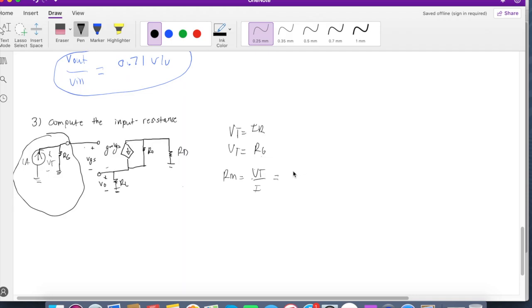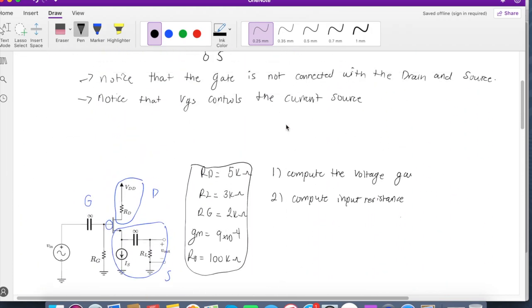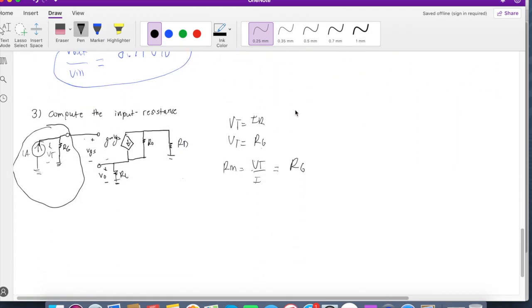So we can simply just write this as Rin equals Rg, which from earlier I believe was 2,000 ohms. And that's our final input resistance.